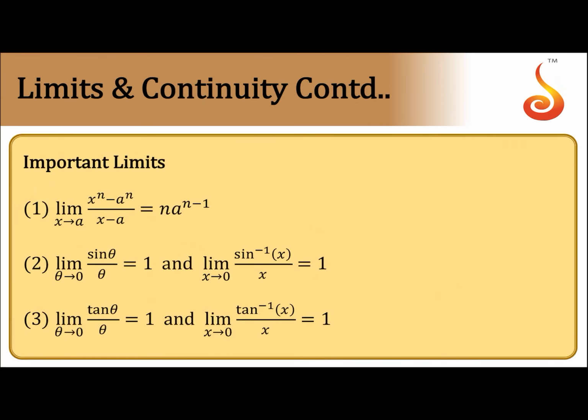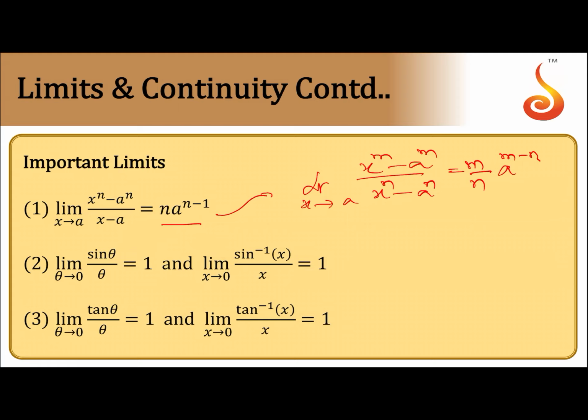Let me define certain important limits. Limit as x tends to a of x power n minus a power n by x minus a is n a power n minus 1. A little extension to this: limit as x tends to a of x power m minus a power m divided by x power n minus a power n is equal to m divided by n, a to the power of m minus n.